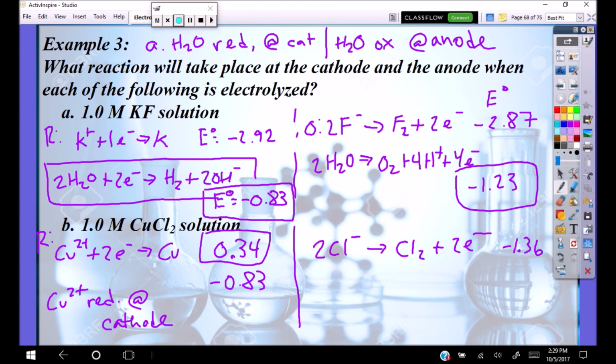All right. And if we compare negative 1.36 to our oxidation of water that was up here, negative 1.23, water is more positive. So even though we can plate out some copper at our cathode, water will oxidize at the anode.